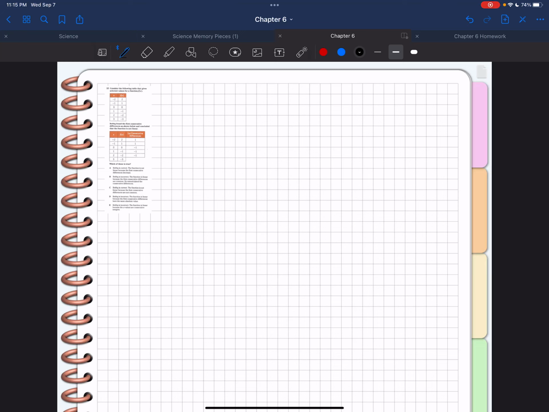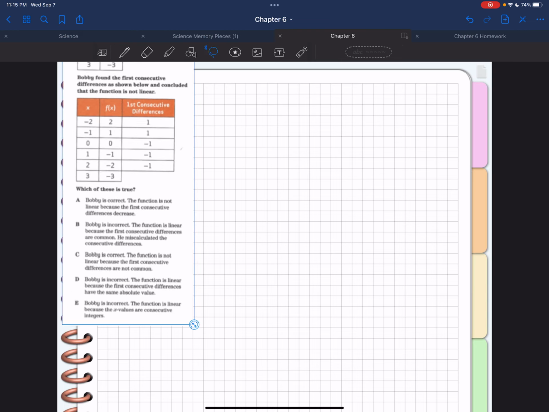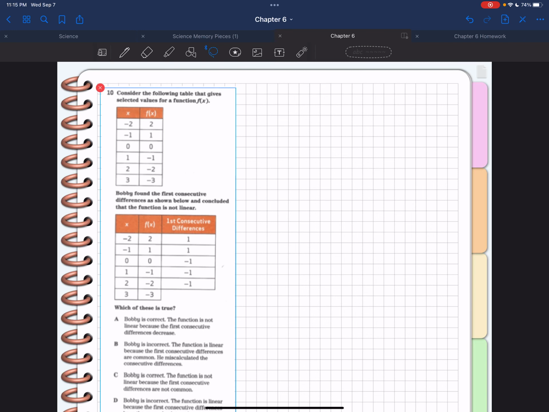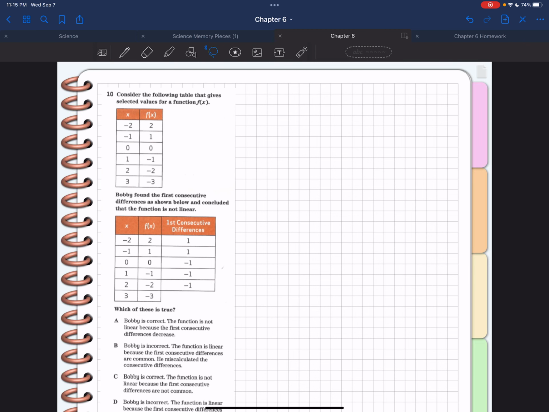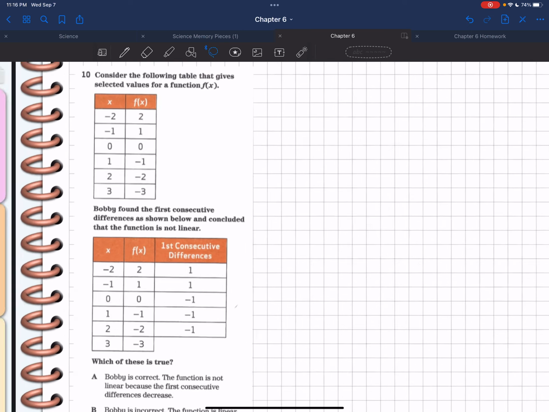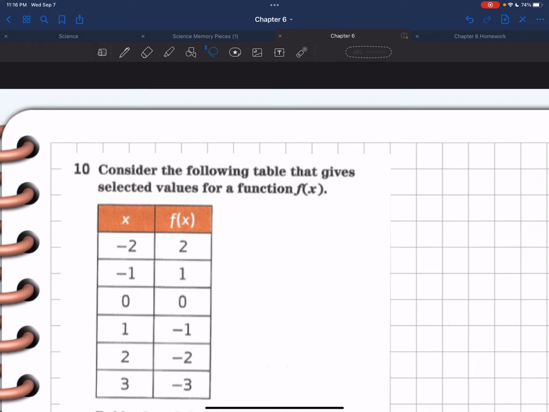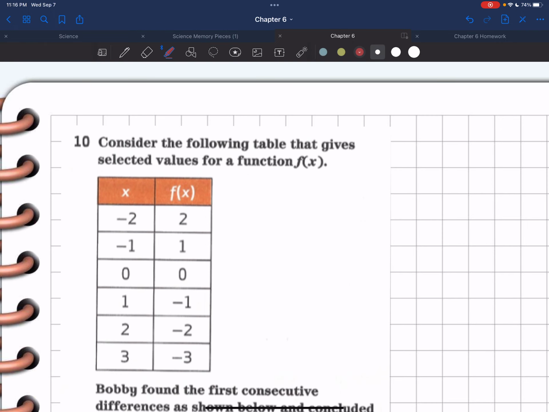Here is problem 10. And I need to make that a little bit bigger. Consider the following table that gives selected values for a function f of x. So before I even read the rest of it, I'm going to be sure it's a function.